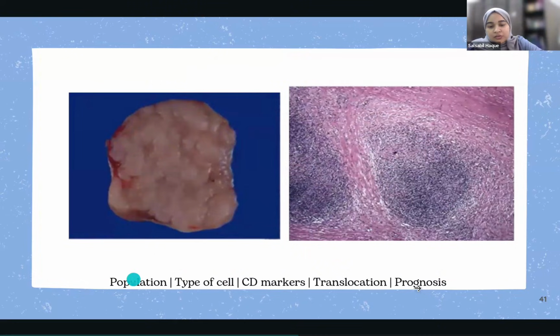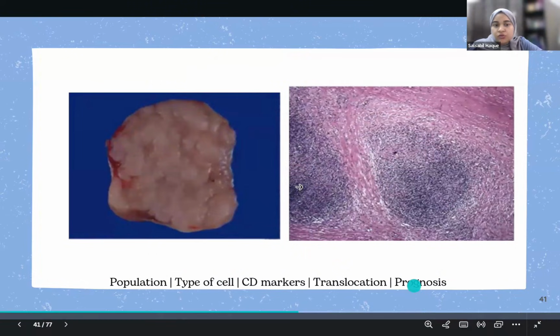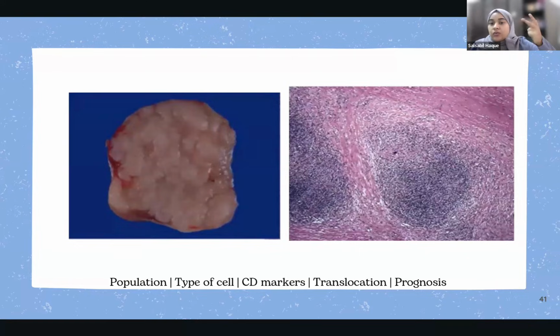For this, the approach is a bit different because you need to know the population that it affects, the type of cell involved, the CD markers, whether there is a specific translocation, and the prognosis. Nodular sclerosis happens, as I mentioned, in young females. It usually is a mediastinal presentation. Mediastinal lymph nodes might present asymptomatically, incidentally, with B symptoms, shortness of breath, or superior vena cava syndrome, which is an oncological emergency that you guys took, right? So this is nodular sclerosis.